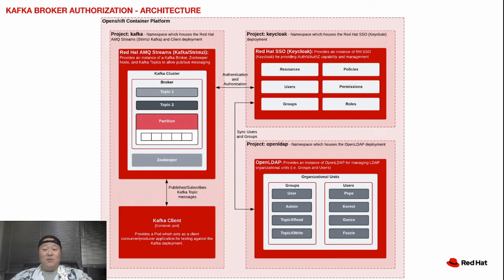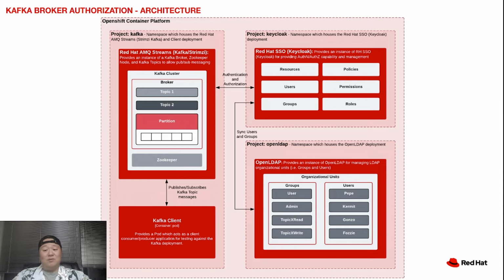So here in front of you is an architecture which describes the layout and deployments across three namespaces within an OpenShift cluster. The first namespace, named Kafka, is for deploying your Kafka cluster and a sample Kafka client test application. Another namespace, OpenLDAP, is for deploying your OpenLDAP server. And then finally, we have a Keycloak namespace, and that is where we deploy our Keycloak SSO server.